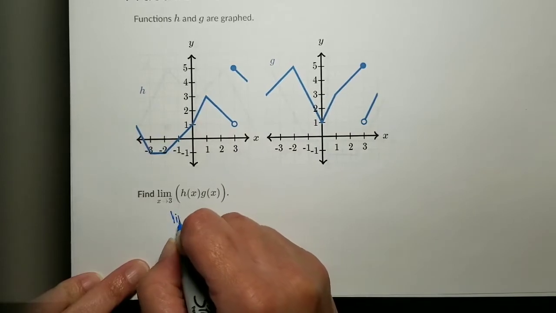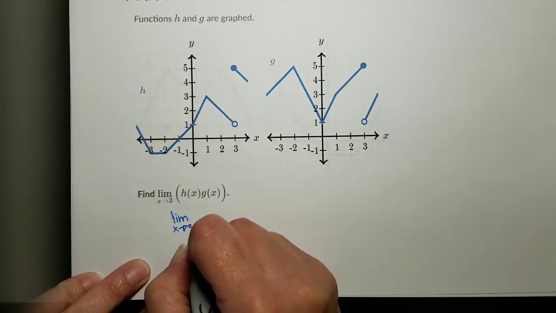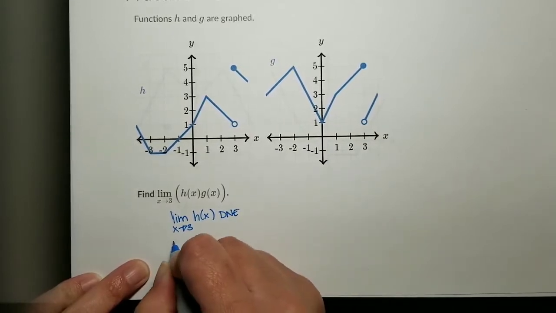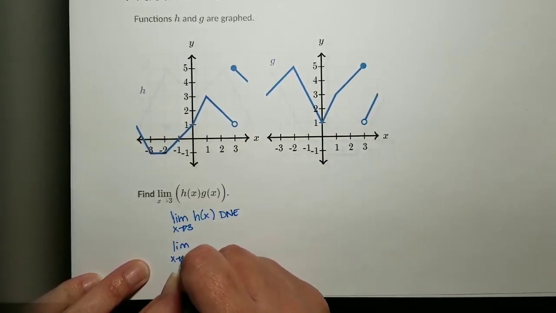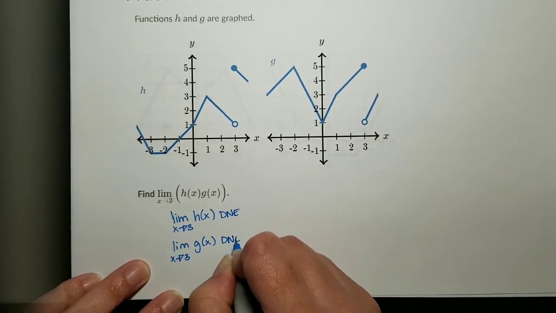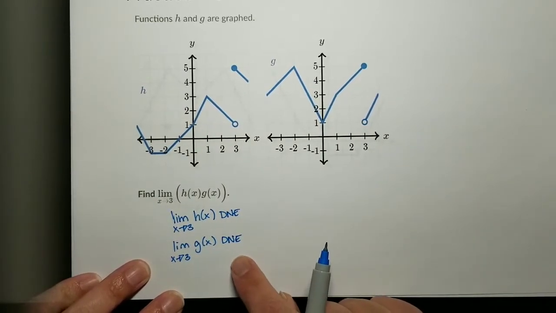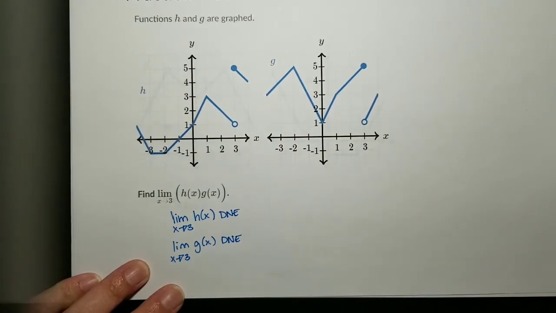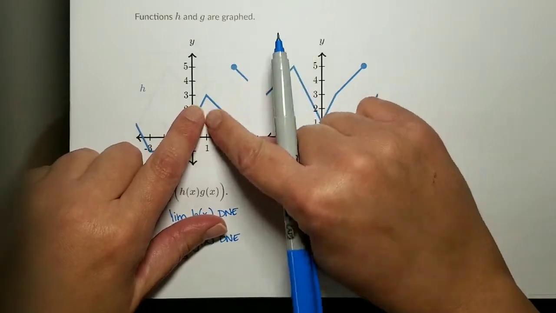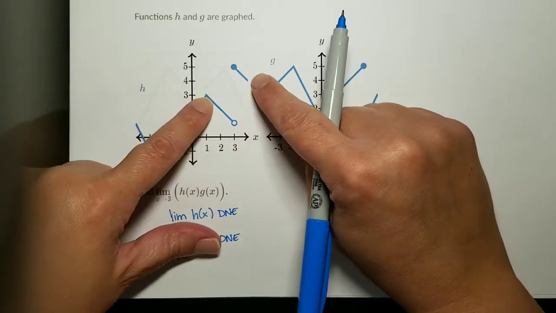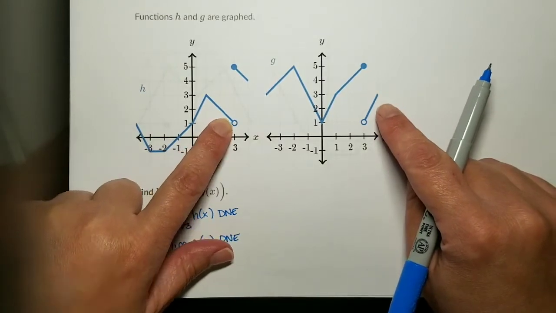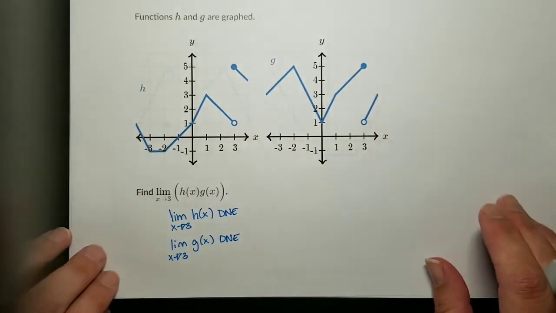So the limit as x approaches 3 of h at x does not exist, and the limit as x approaches 3 of g at x does not exist. We don't necessarily have to write that down as part of our solution, but I wanted to just clarify that limit doesn't exist. If you said, what's this function doing as x approaches 3? We don't know, because you have to say which side. And then same with here. But we may be able to actually get a value.